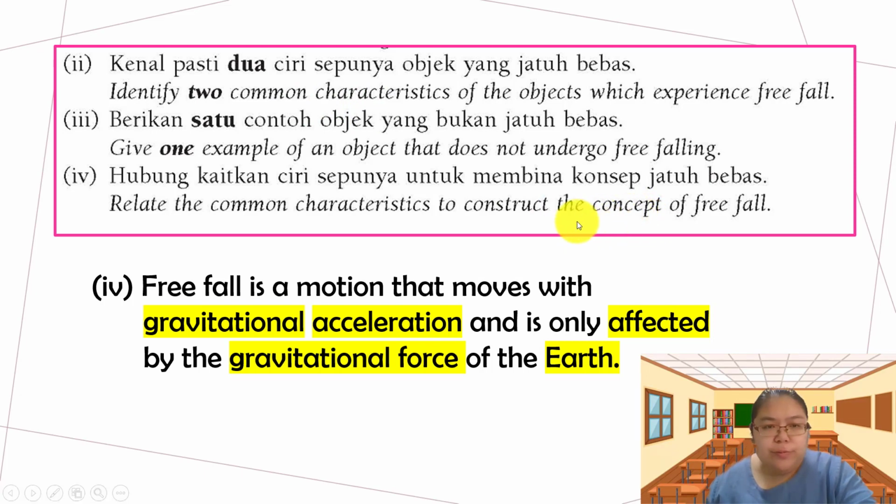So we no need to do so many things. Important, you need to write the common characteristics correctly. Then the following you just copy. So from here, I remind you again: free fall is a motion. Then after that, copy the two common characteristics: moves with gravitational acceleration, and only affected by gravitational force of the earth. Okay, so this is the answer from the topic of force and motion.